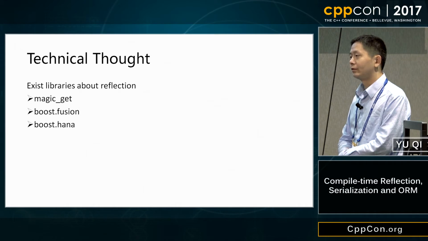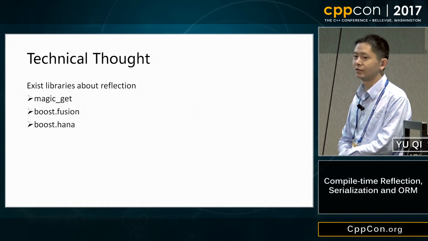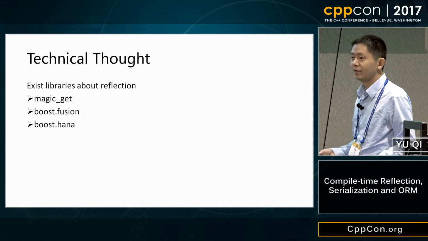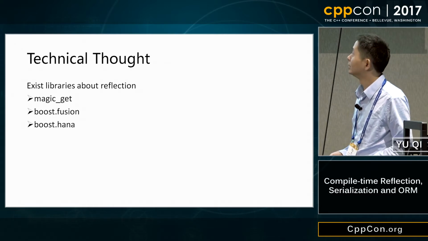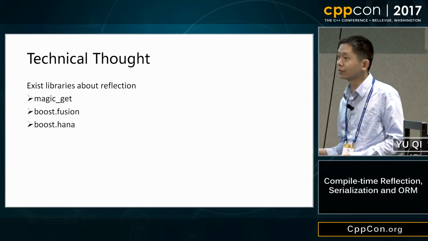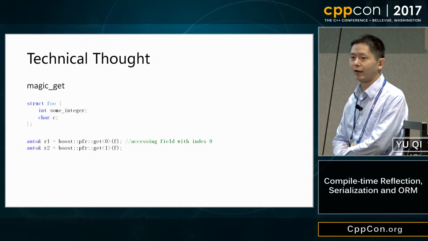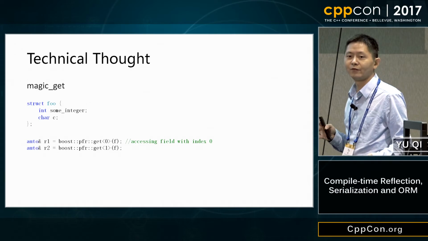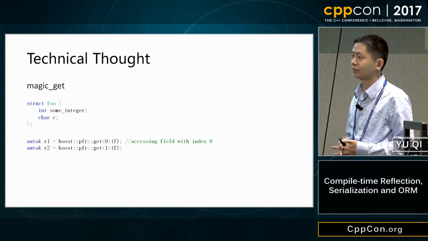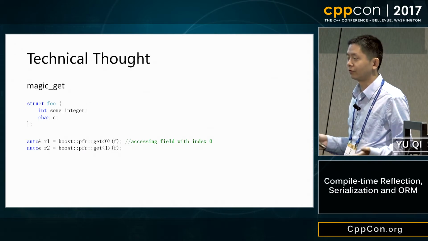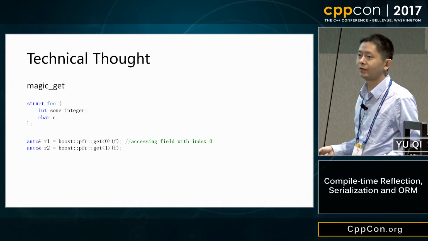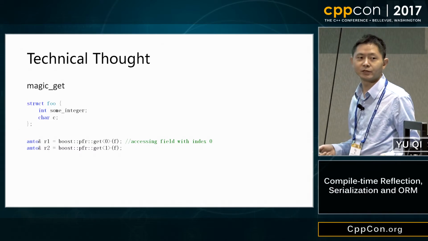Before I talk about the technical thought, I would like to introduce some existing reflection libraries such as Magic Get, Boost Fusion, and Boost Hana. Let's look at Magic Get. It's really magic. You don't need to write extra code, and you can visit the field by index. It's very cool. But there are some limitations.